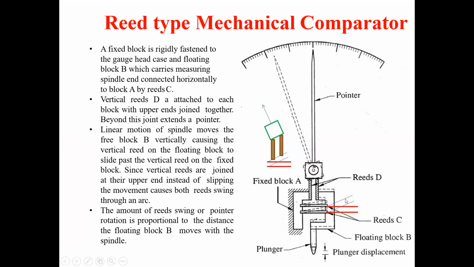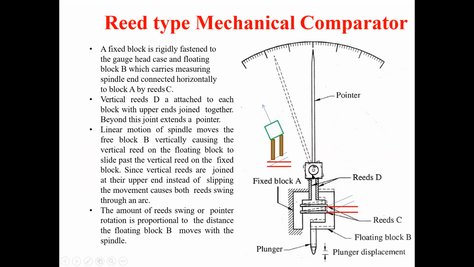This is the fixed block, and here on the right side is the floating block. To the floating block, the plunger is attached. Here, the two vertical reeds are simply joined at the top, without any sliding between them. In order to prevent the sliding between these two vertical reeds, they are simply attached, joined at the top.